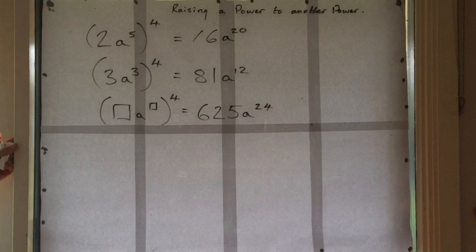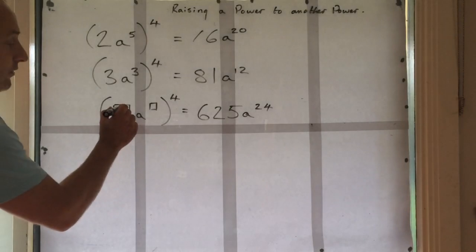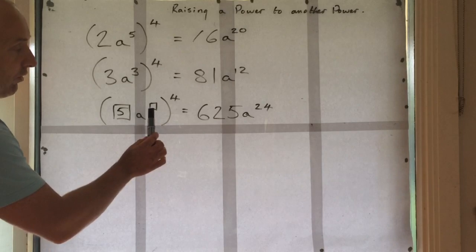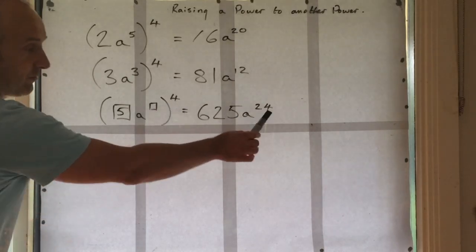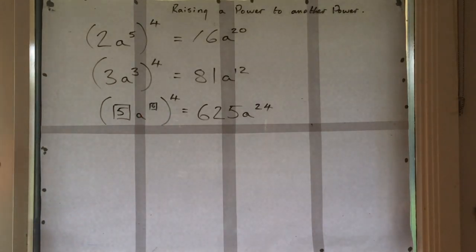So what I have to do is think, what to the 4 is 625? I try 2 to the 4, I get 16. I try 3 to the 4, I get 81. I try 4 to the 4, no, that doesn't work either. I try 5 to the 4, 5 to the 4 is 625. Good, I know that's 5. Use a little bit of trial and error. And now I say a to the what to the 4 is 24. I've worked it out. That is 6.